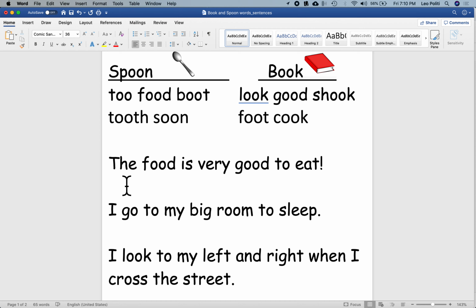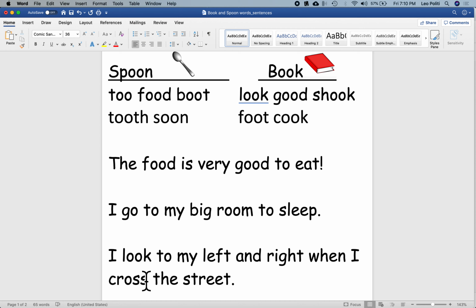Now, if you're having trouble coming up with a sentence, you can use these and try to change it up. So instead of saying the food is very good to eat, you can say the food is not good at all, right? You can change it, okay? Or you can say mango is very good to eat. Just change it up if you can. Here, if you're having trouble coming up with the sentence, you can use mine and just try to change some words. So instead of saying I go to my big room to sleep, you could say I go to my little room to play, or I go to my little room to hide. Just be creative if you can't come up with your own sentences, okay?